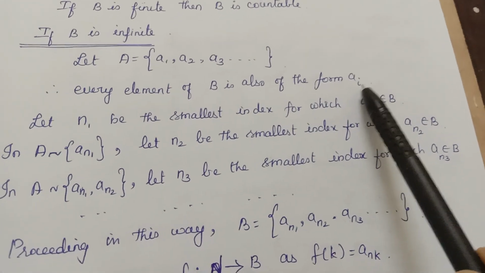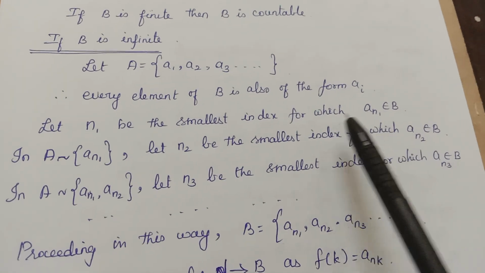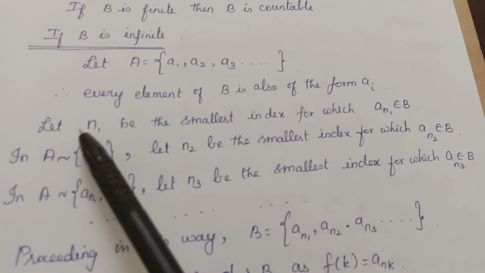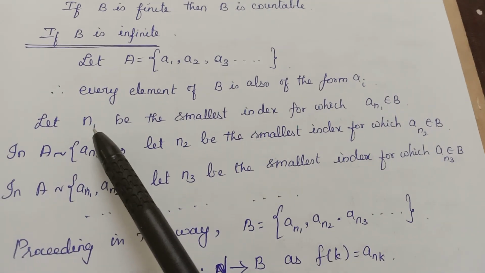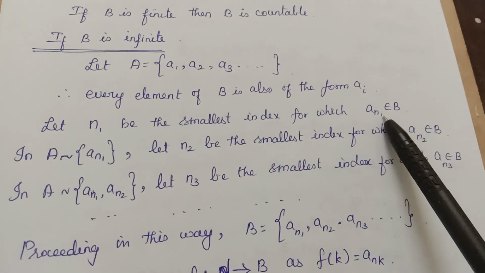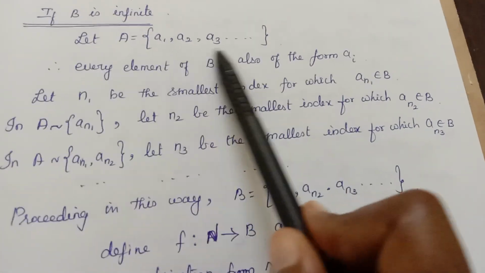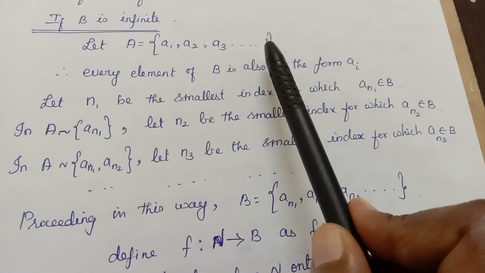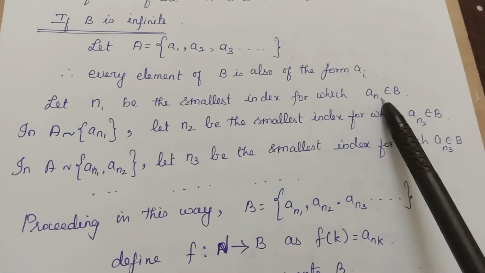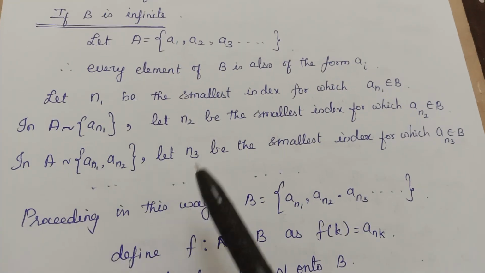First I am going to try to arrange the elements of B in some order. For that I am going to choose the index. I choose n1 as the smallest index for which A_n1 belongs to B. Here infinitely many elements are there, but not all of them are in B. Only a few are in B. Among those, I choose the smallest index first, name it A_n1, and put it in the first place.